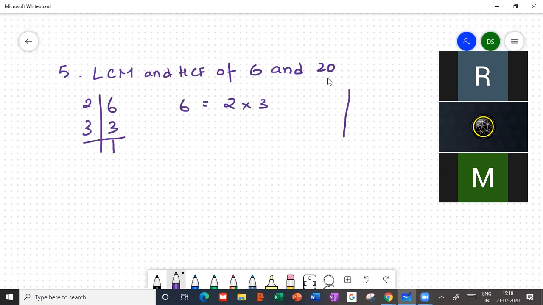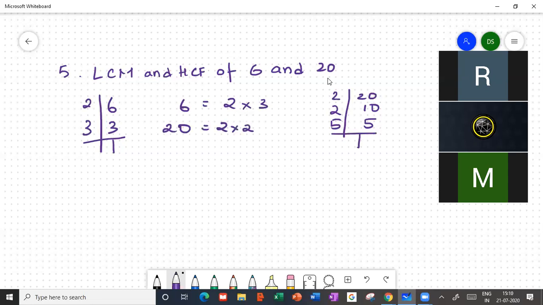I'll do it here. 20. So 2 10s are, 2 5s are, and 5 ones are. So 20 can be expressed as 2 into 2 into 5. So HCF is going to be the highest number which is common, isn't it?